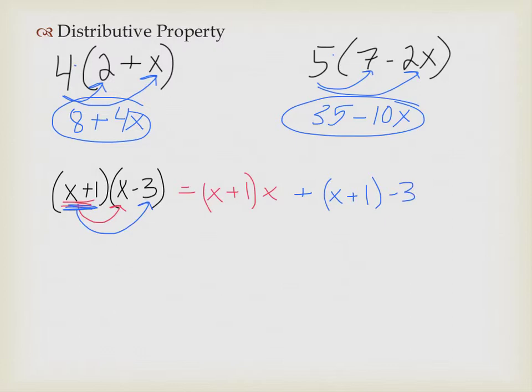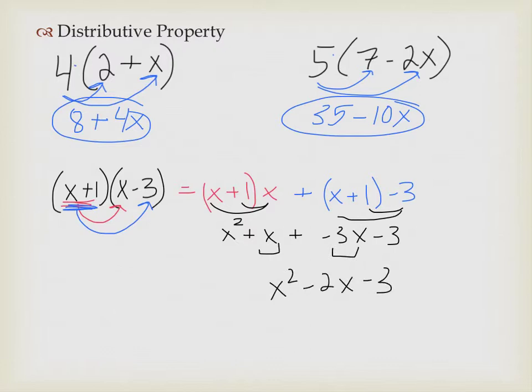So then we can distribute some more. This x is going to get distributed by both of these guys. This -3 is going to get distributed by both of these. x times x is x squared. x times 1 is x. We'll have a -3x here and a -3 when we distribute those. We can combine like terms. And so here's our final answer. If we were to multiply these 2 binomials together, here's what we would end up with. So this shows the distributive property with 2 binomials.